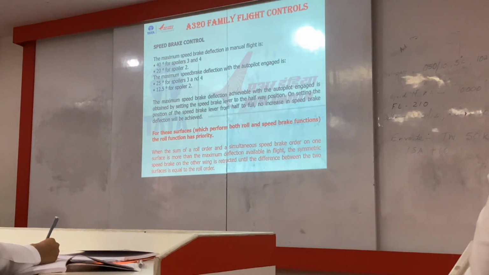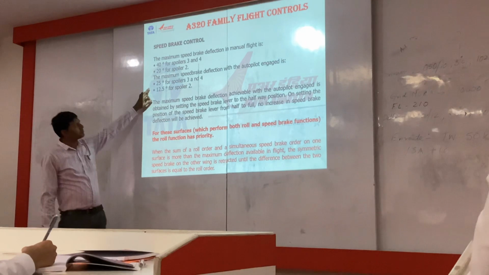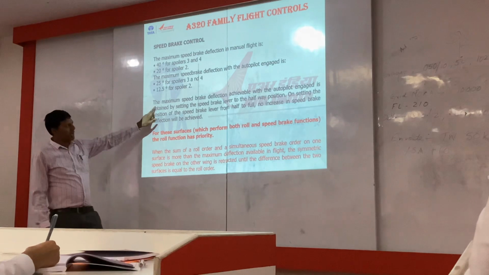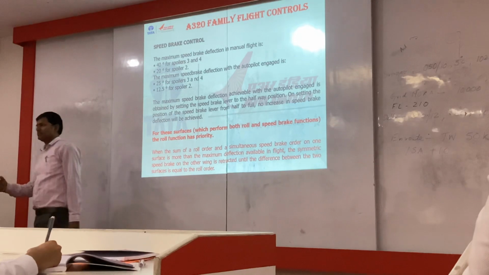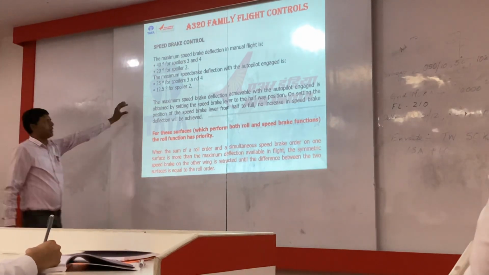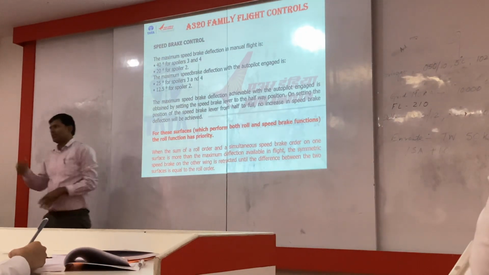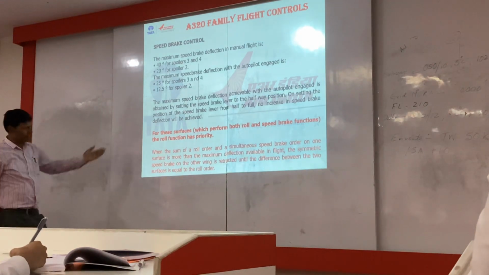Max speed brake deflection in manual flight is 40 degrees for 3 and 4 and 20 degrees for 2. If autopilot is engaged, it is 25 degrees for 3 and 4 and 12.5 for 2. Maximum speed brake deflection with the autopilot engaged is achieved by setting the speed brake lever to the halfway position. If my autopilot is engaged and I am giving it only half, I will still get 25. From half to full, there will be no additional effect because I am already getting the maximum.